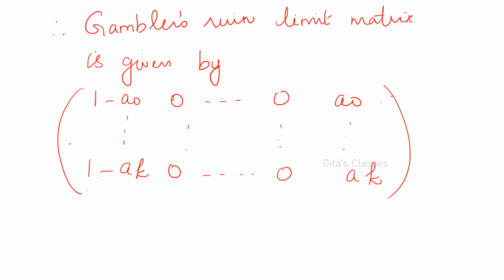So the gambler's ruin limit matrix is given by 1 minus A naught, 0 etc., A naught; and 1 minus A_K, 0 etc., up to A_K. Okay, so these are the solutions.